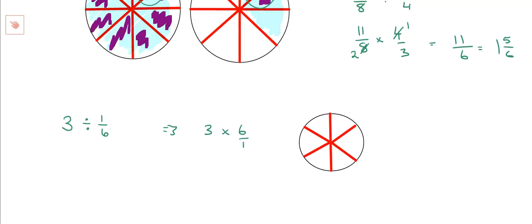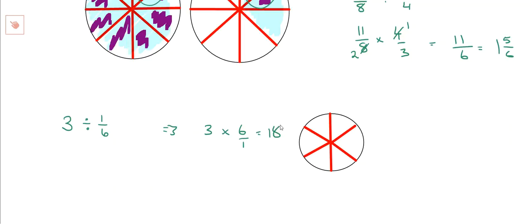And you notice that each one has how many sixths? 6. That's what sixths are, right? There are 6 lots of a sixth in a whole one. Therefore, 3 split into 6 makes sense that there will be 3 lots of 6. Yeah. So that's why it makes sense to flip the second fraction upside down. So we end up with 18.